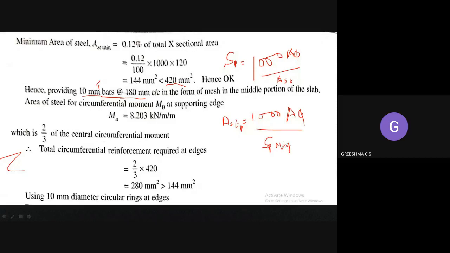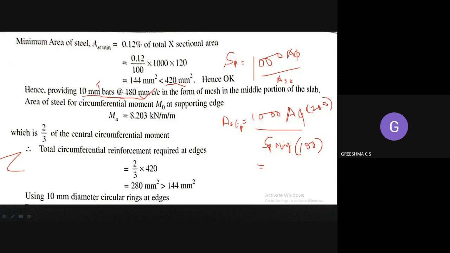So 1000 into A5, area of 1 bar, that is 78.5. We have provided 10 mm diameter bars. The 10 mm diameter bar area is 78.5 mm square. Spacing, how much have we provided? 180 mm. So this is actually true data: 10 mm diameter bar at 180 mm center to center. Based on this true data, you will find out AST provided.